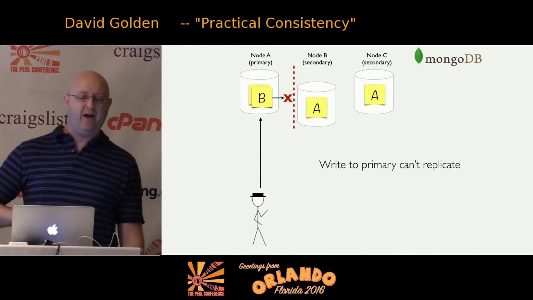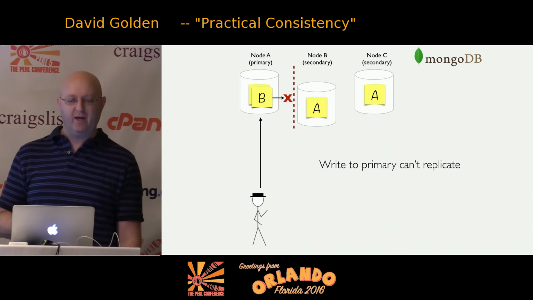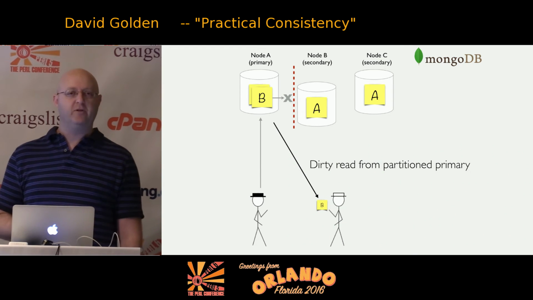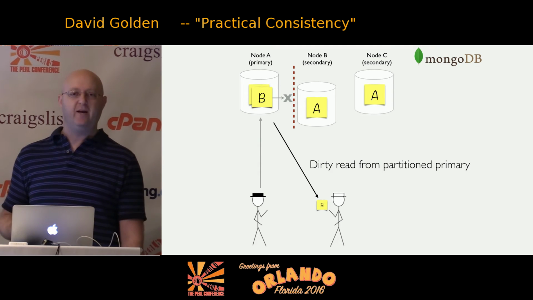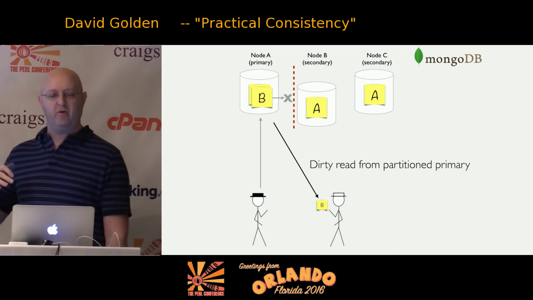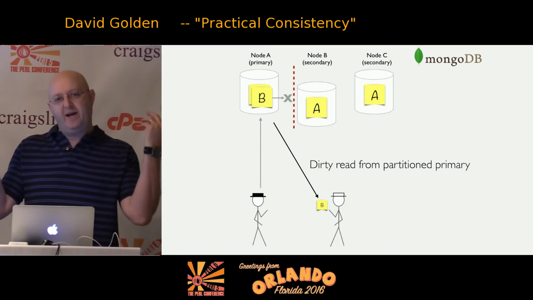So again, we'll have black hat writing B to the primary that's been partitioned. The write can't replicate, but maybe white hat comes along and wants to read from the primary and reads down that value B. So this is a dirty read. So it's read data that, if other writes go to the primary, B could get rolled back. B could get thrown away, but white hat has read it.